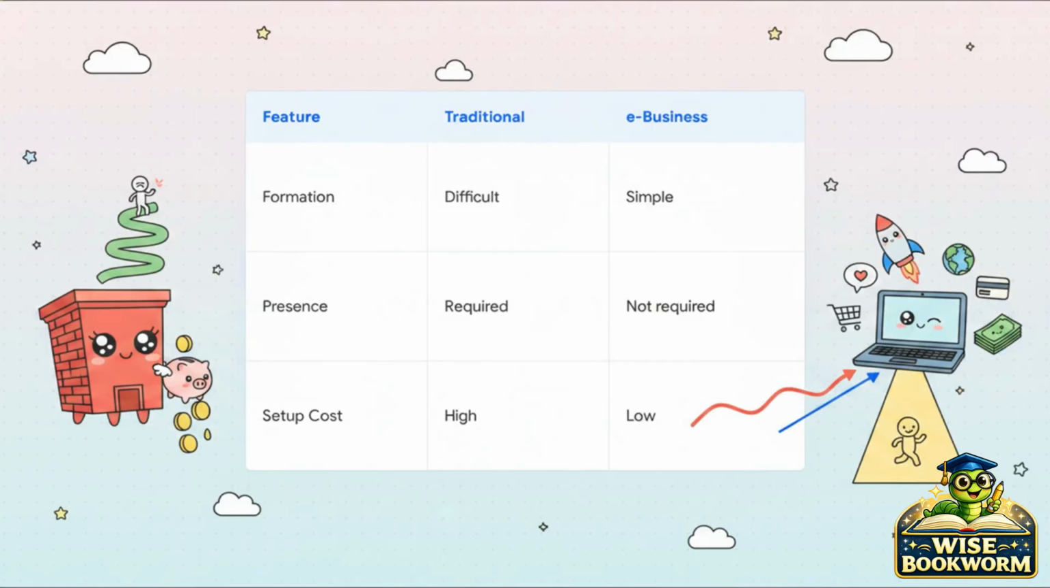So if we look at the stark contrast between the old physical way of doing things and the new digital reality, it's pretty eye-opening. Look at the ease of formation column. Starting a traditional business involves a ton of difficult procedural requirements and red tape. E-business, incredibly simple to set up by comparison. What about physical presence? Traditional business absolutely demands a brick-and-mortar storefront or a huge physical factory. E-business just doesn't. Because of that, traditional setup costs are sky high. You have to buy or rent physical facilities, while e-business setup costs remain wonderfully low. The digital shift has just drastically lowered the barriers for aspiring entrepreneurs everywhere.